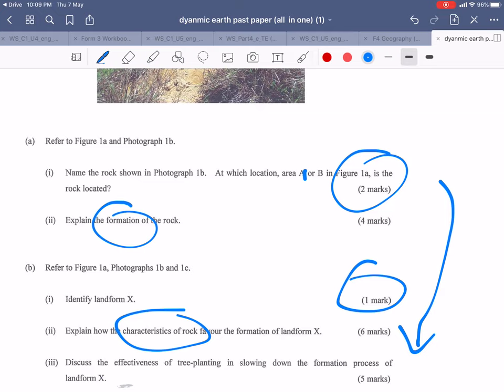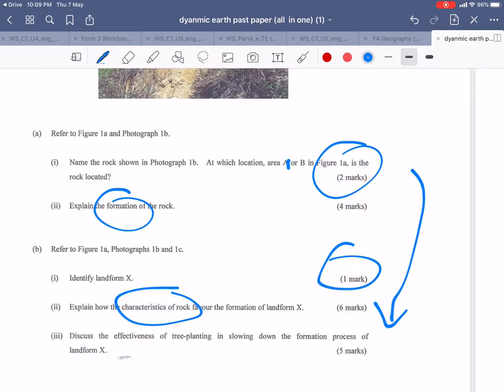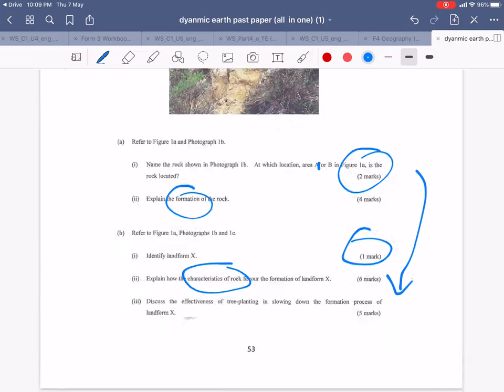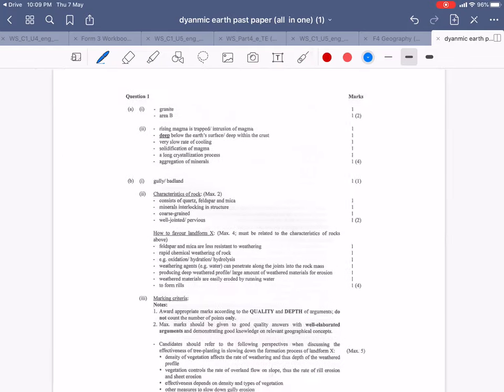You have to identify very clearly what is formation, which part is going to ask formation, which part is going to ask the characteristic, and which part is asking you the formation of rock, as well as which part is asking you the erosion and mass wasting and weathering. Okay, because this is a quite congested concept, and then you may always mix that up.